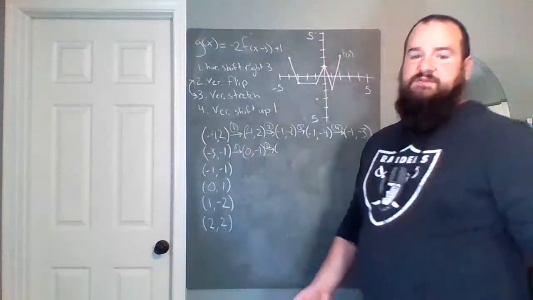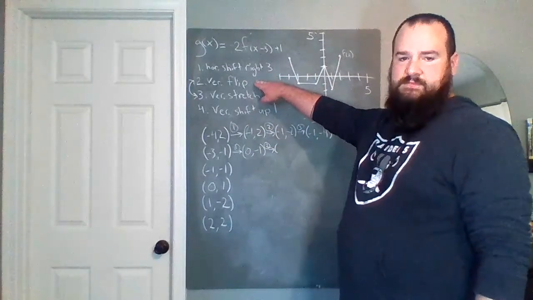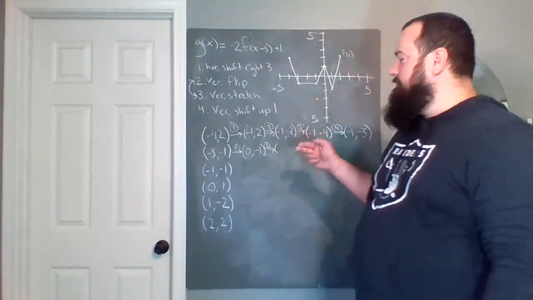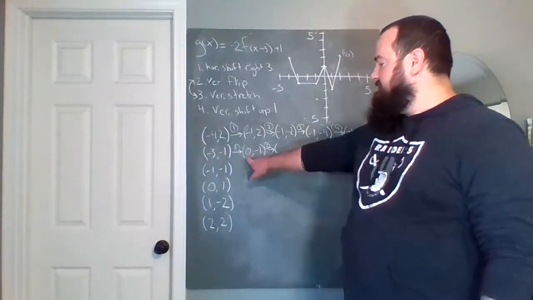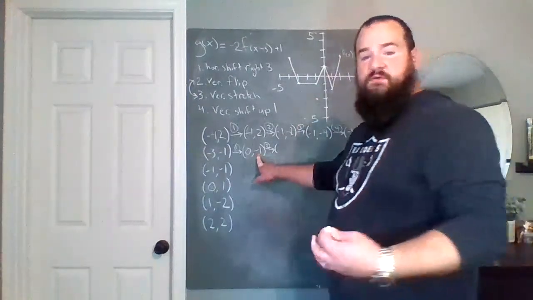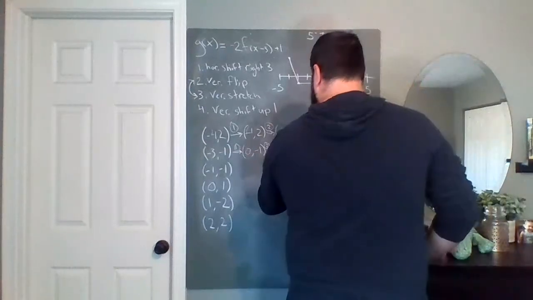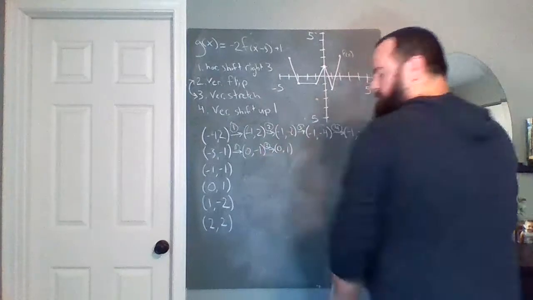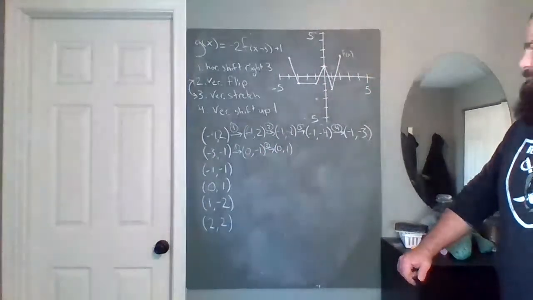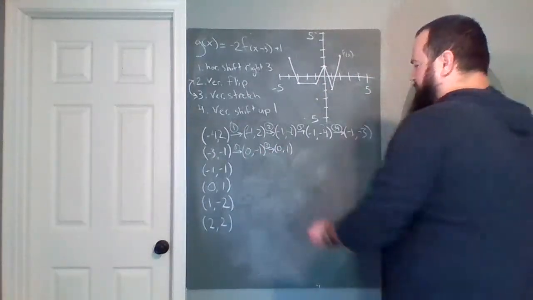If I apply the second transformation, our vertical flip, the vertical flip just takes the output and changes its sign. So if we were at 0, -1, our output is the only thing being changed, so we're still at 0. But instead of being at -1, we're now at +1. Now step 3.